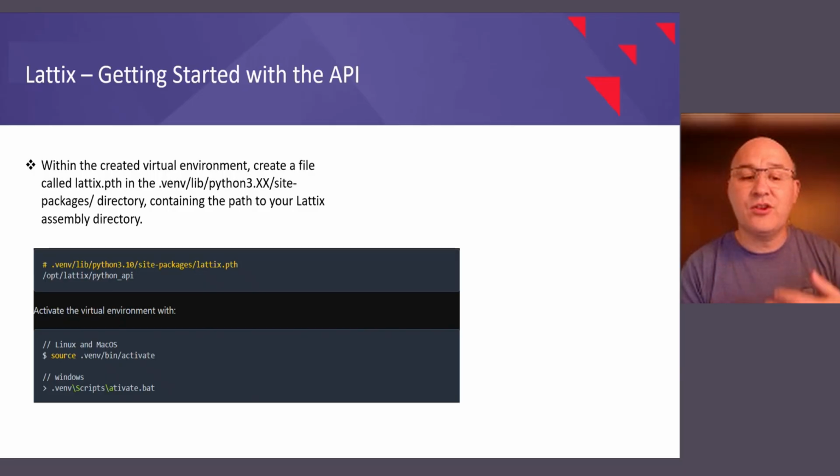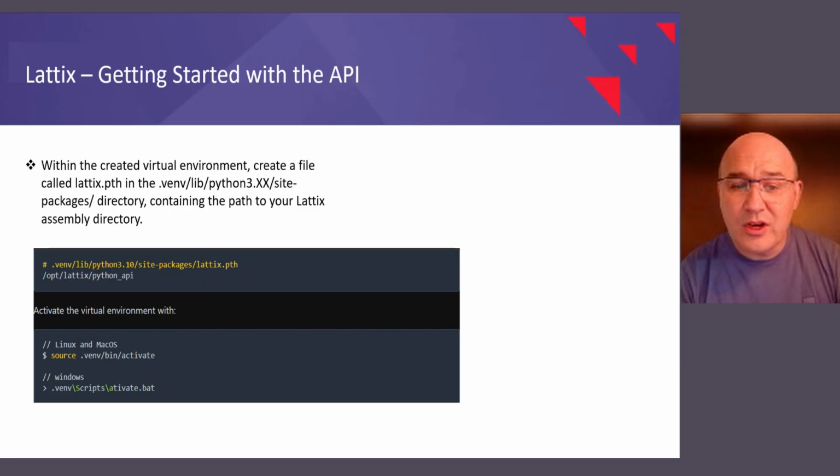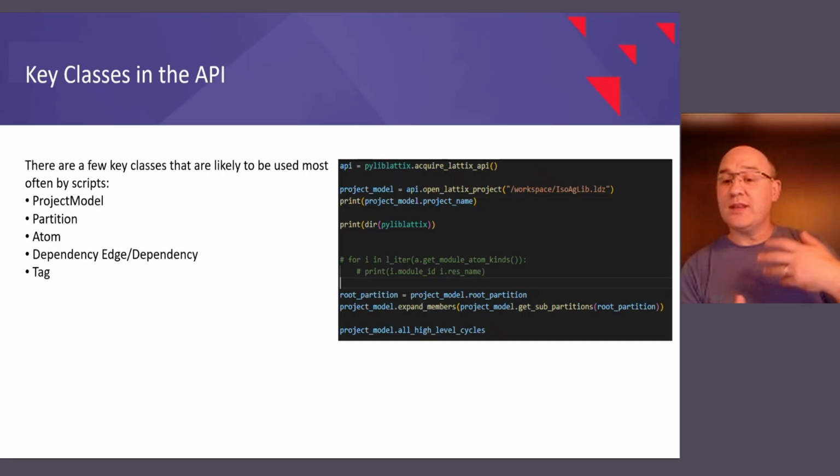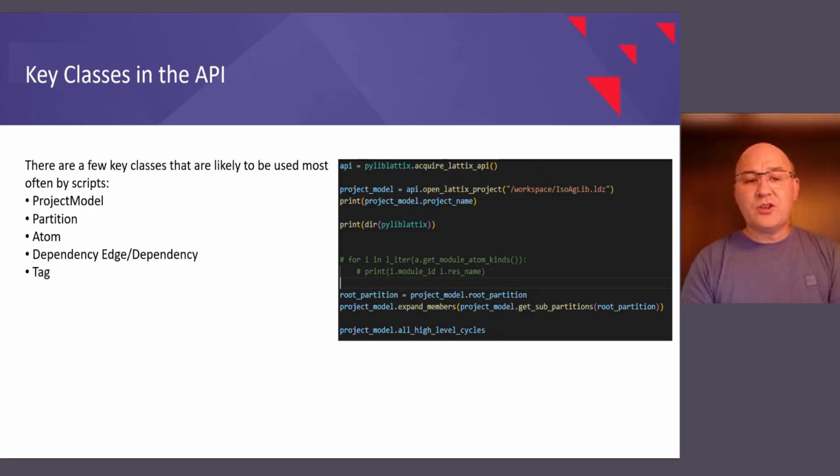And as you've just seen, creating that lattix.pth file in the site packages directory contains the path to your Lattix assembly directory. And that should be all you need to do to get set up and start using the API. So what are the key classes that are available to you?